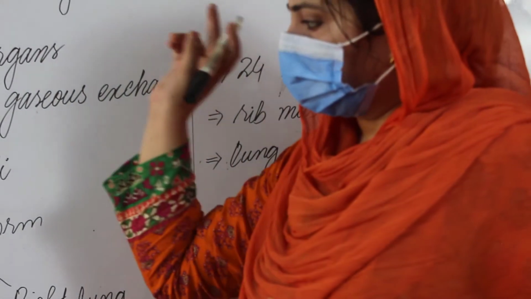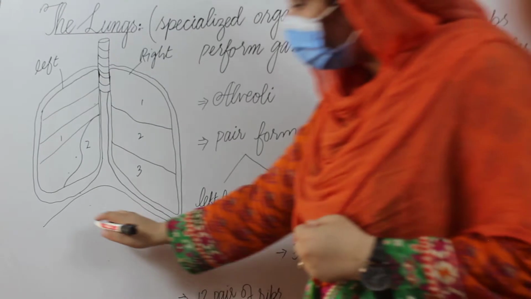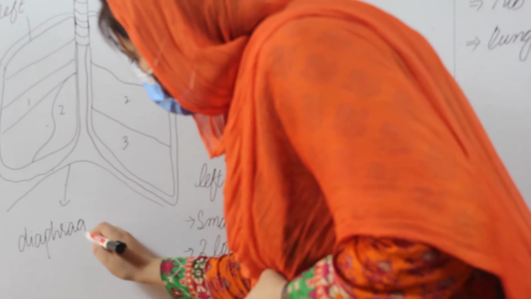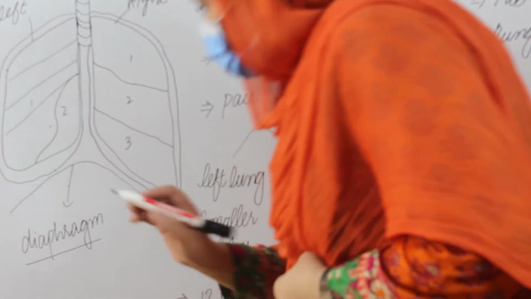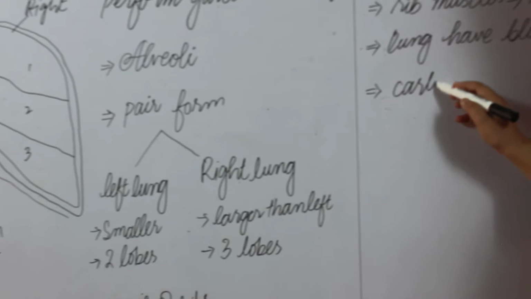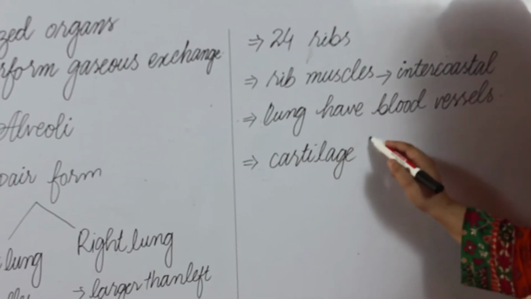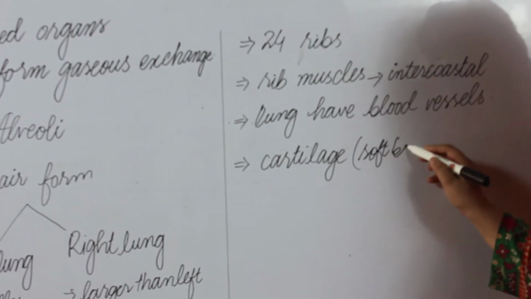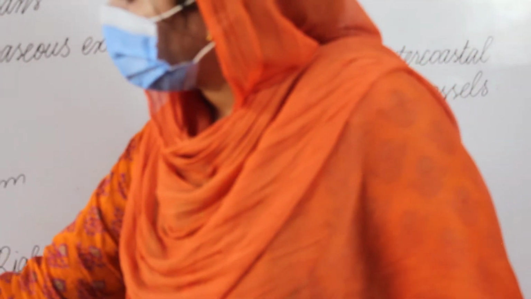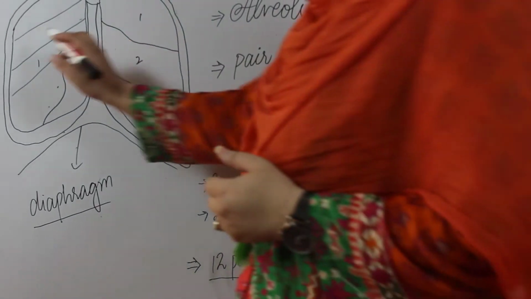Look at the diagram once again. Below the lungs, this structure is called the diaphragm. Below the lungs there is cartilage, and cartilage means soft bones. Below the lungs there is a dome-shaped structure, and that structure is called the diaphragm.